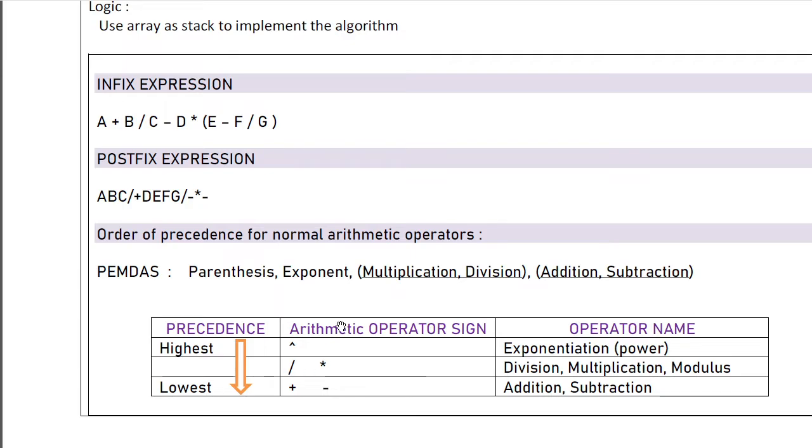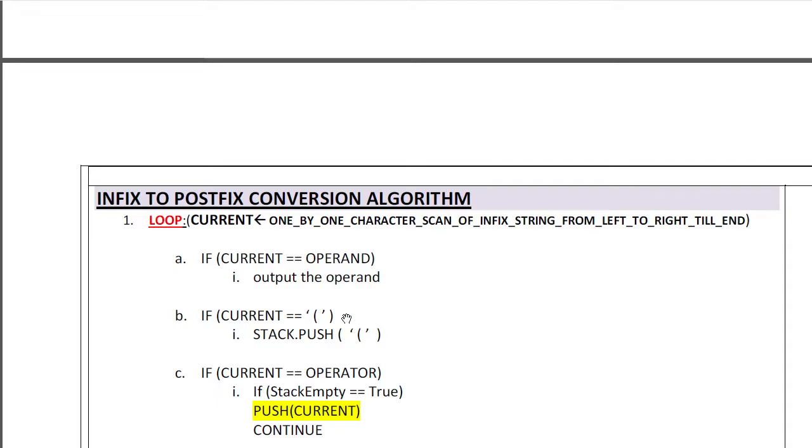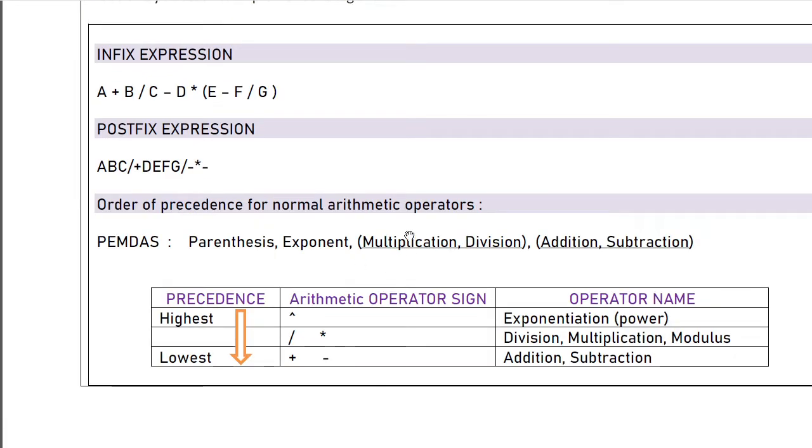Apart from this, if an exponent comes many times consecutively, you have to solve from right to left. So multiplication and division are on the same priority level, and addition and subtraction are on the same priority level, but both have to be solved from left to right. Exponent, if it comes in a sequence, has to be solved from right to left. Okay, so let us try to solve this.